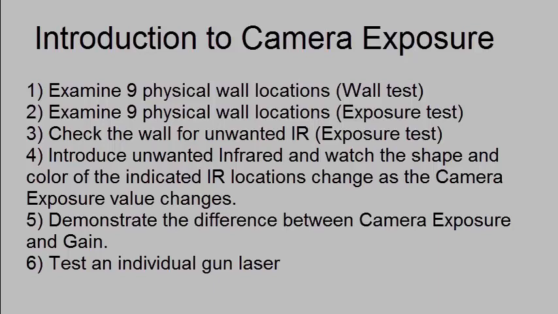Introduction to Camera Exposure. In this 6-part video, we will begin by examining 9 physical wall locations using the wall test. Then we will examine 9 physical wall locations using the exposure test. Third, we will check the wall for unwanted IR using the exposure test. Fourth, we will introduce unwanted infrared and watch the shape and color of the indicated IR locations change as the camera exposure value changes. Fifth, we will demonstrate the difference between camera exposure and gain. And finally, sixth, we will test an individual gun laser.